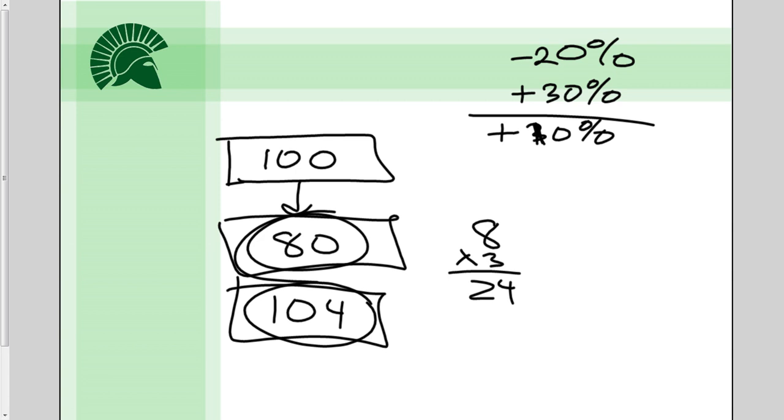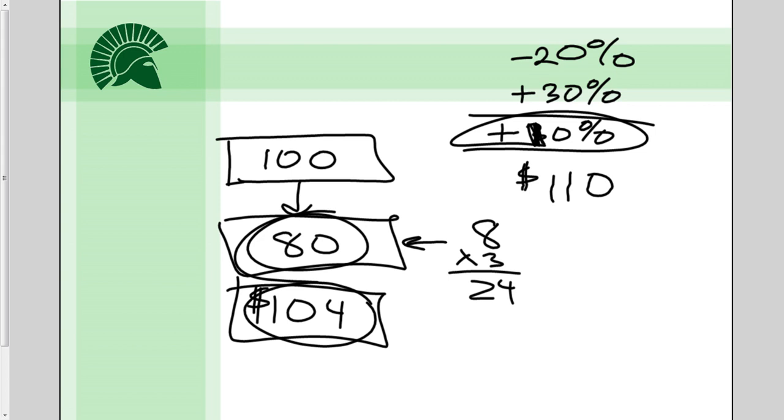If I did it the wrong way, I would have ended up with 110, because I would have thought that all I'm really doing is adding 10. So I would have ended up with $110 as opposed to $104, which is not the case. And the reason is when I take my taxes in the second box, this is the tax box, when I add taxes to this, I'm adding taxes onto $80. I'm not adding taxes onto 100.